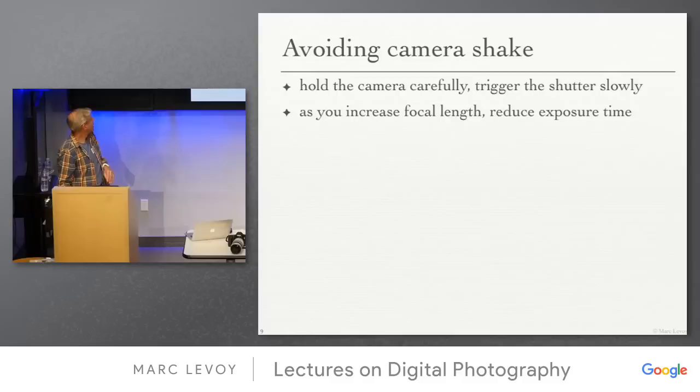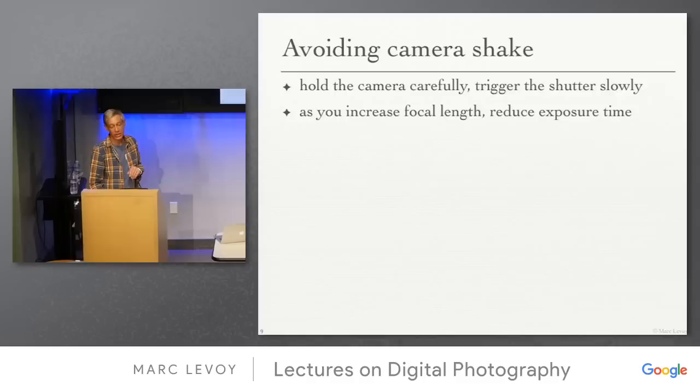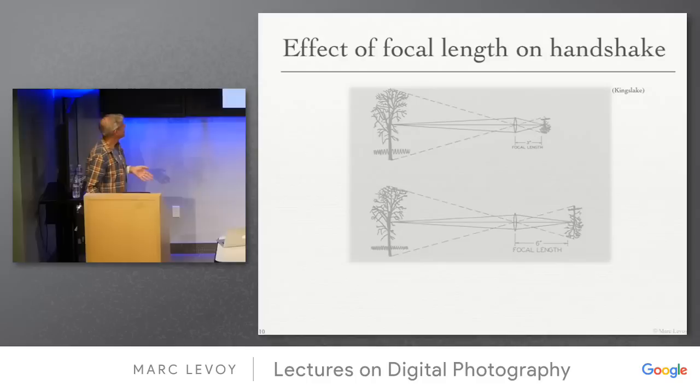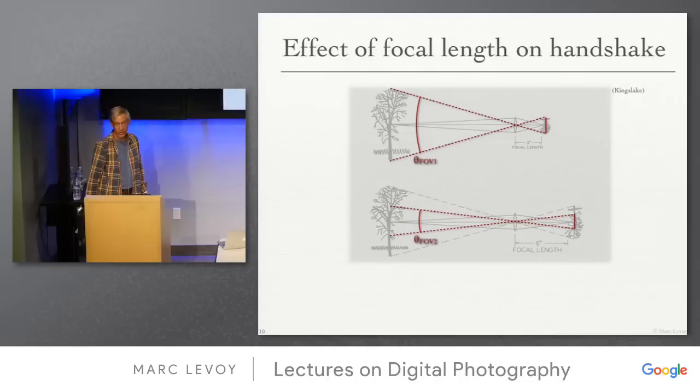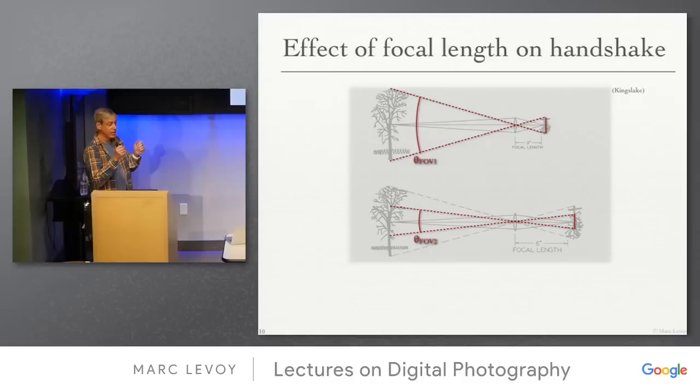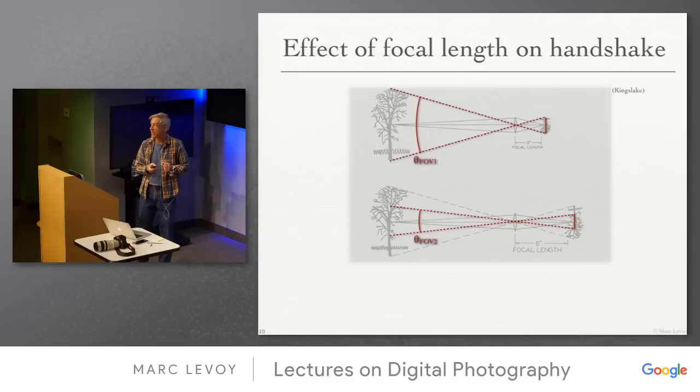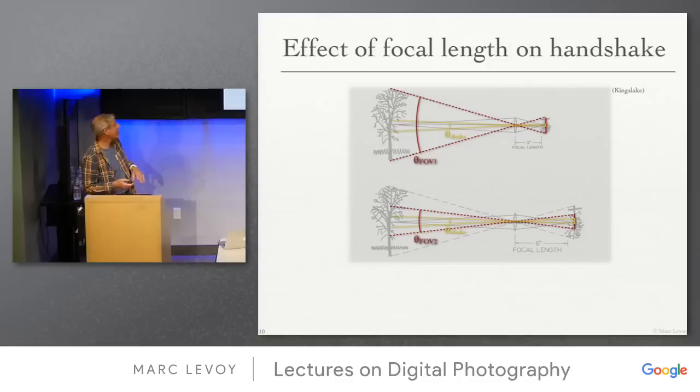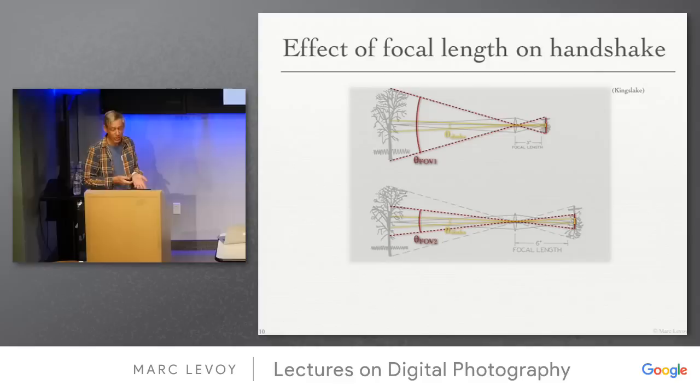As you increase the focal length, reduce the exposure time. So let's look at the geometry of that. Go back to Kingslake's drawing. If we look at the field of view, for a short focal length at top and a longer focal length at bottom, and then we imagine that the camera shake is a certain number of degrees of shaking that is independent of the focal length itself, then it's going to be some fraction of the total field of view. So that will tell you how big that musical note's going to be.